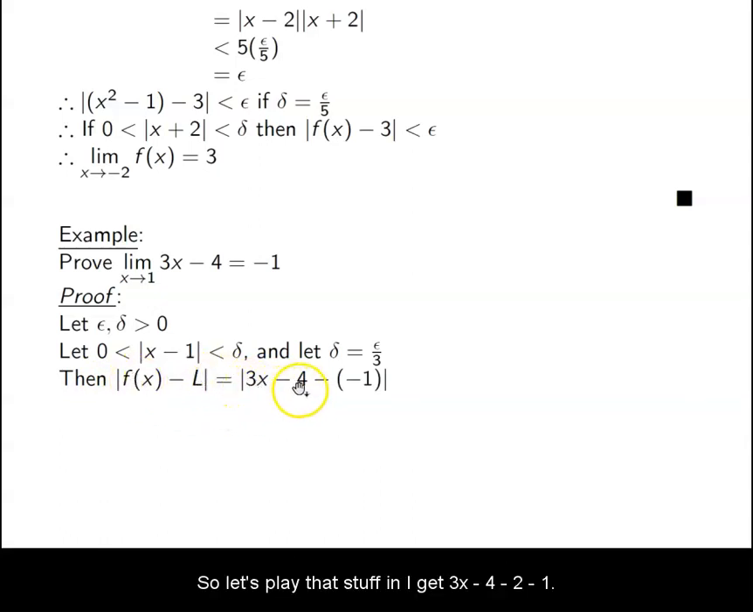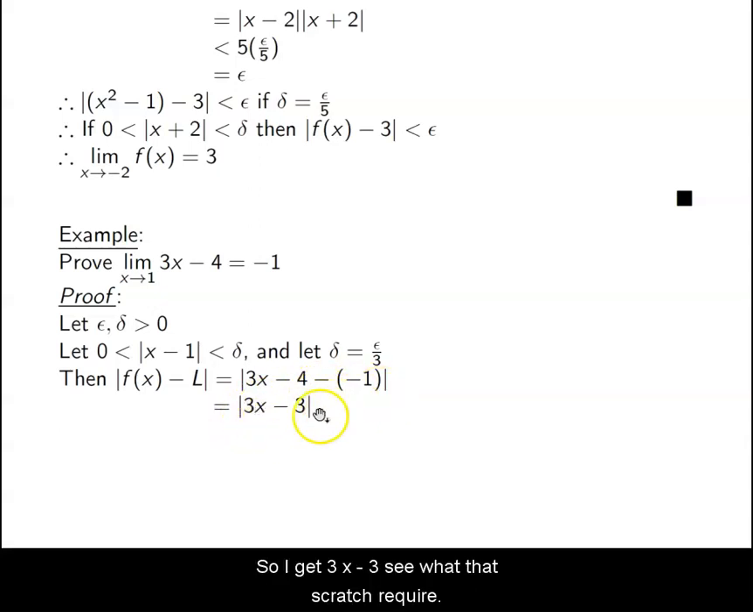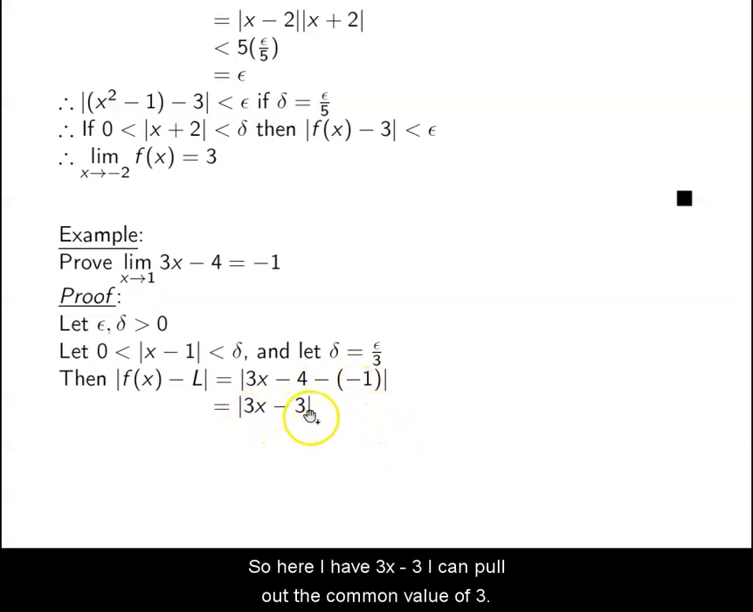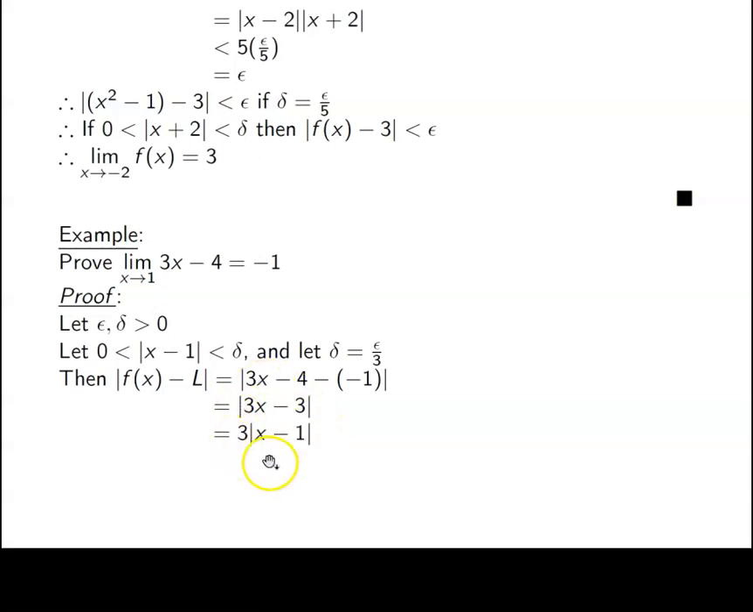I get 3x minus 4 minus a minus 1. So I get 3x minus 3. You see what that scratch work was? Okay, I plug the stuff into here and I set it less than epsilon, and then I said, hey, that's what I need. So here I have 3x minus 3. I can pull out that common value of 3. Okay, so far it's all equal, no inequalities yet.